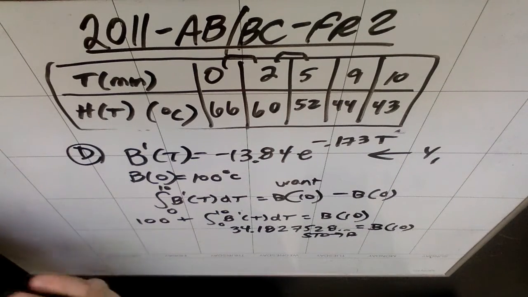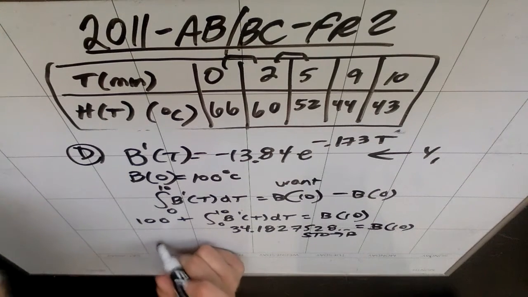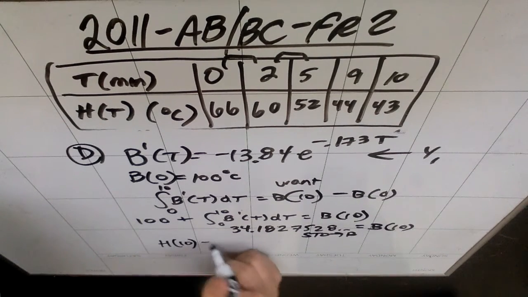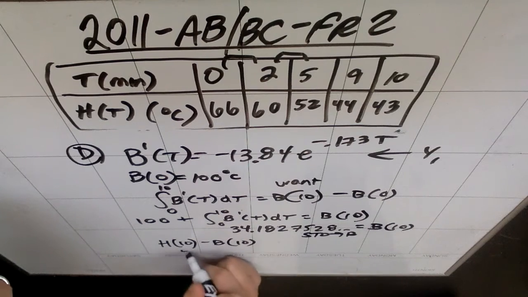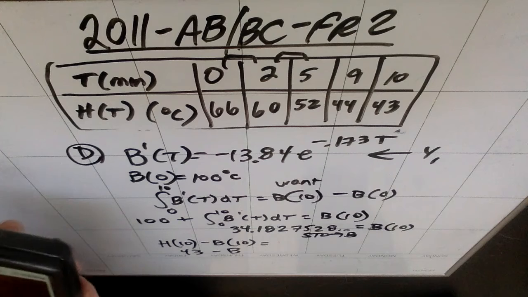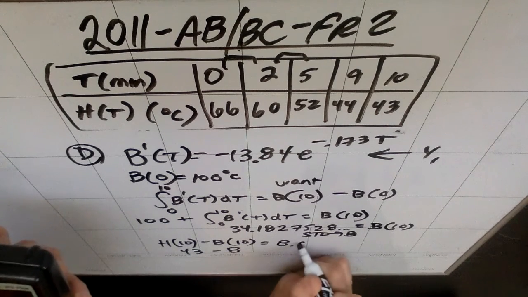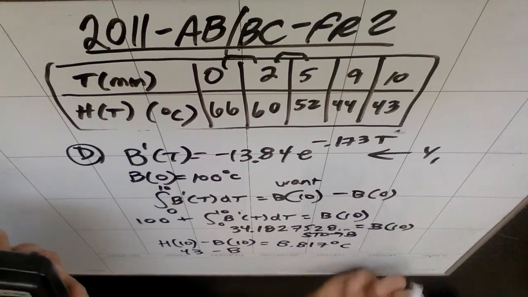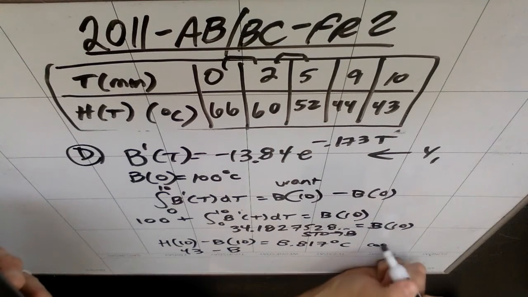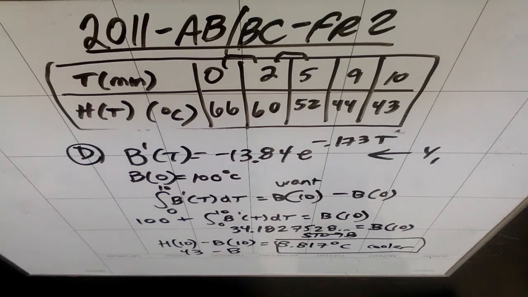But they asked how much cooler are the biscuits. Well, h of 10 minus b of 10 would be 43 minus the thing I just stored as B. And I'm going to get that this is 8.817 degrees Celsius cooler, right? That's how much cooler the biscuits are. I subtracted 43 minus the 34 point something, and I got 8.817 degrees cooler. The end.